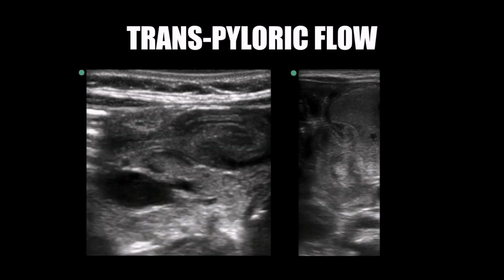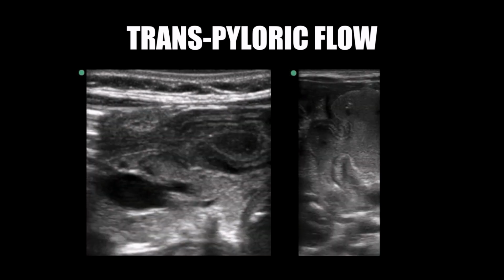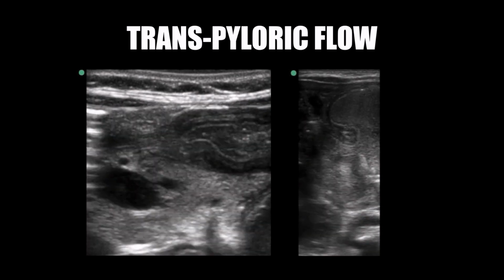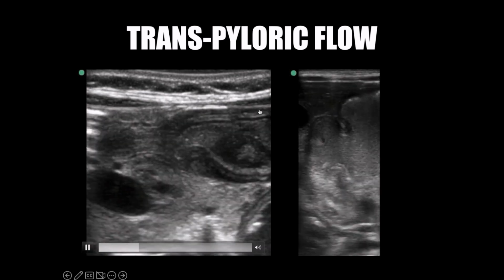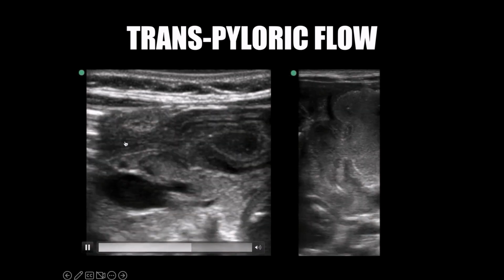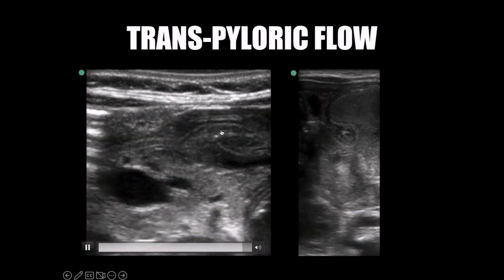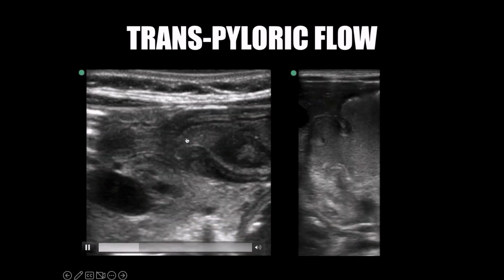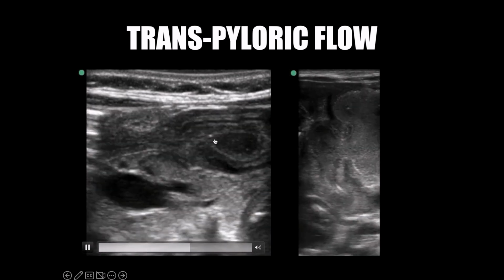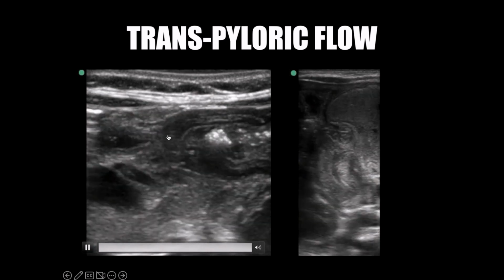On the left, we have a normal appearing pylorus and stomach with very easily seen transpyloric flow. As you watch this, you can see your stomach is here, and the pylorus is sitting somewhere about here. You can see this heterogeneous stomach content freely flowing out this channel that's opening up, and the content is dumping out freely. If you see this, you know you don't have pyloric stenosis.